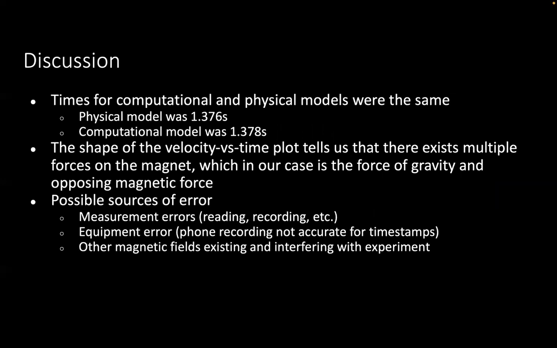There are a few possible sources of error. One is measurement error, such as in reading or recording the data. There could be equipment error, including the phone recording not being accurate for the timestamps. And there could exist other magnetic fields, which would interfere with the experiments.